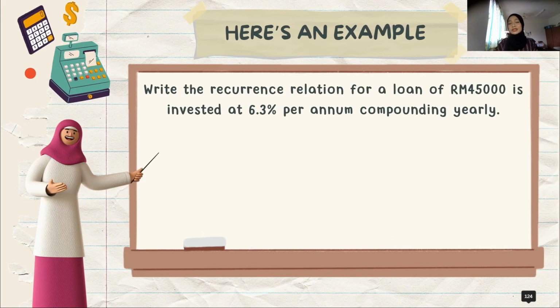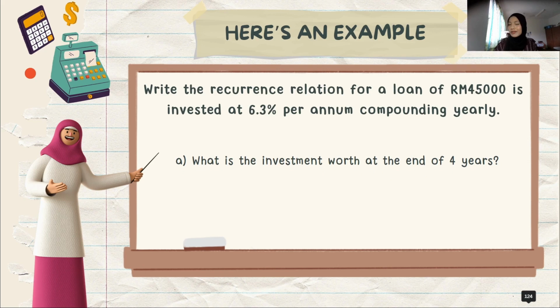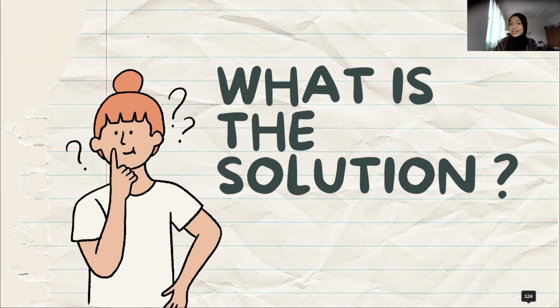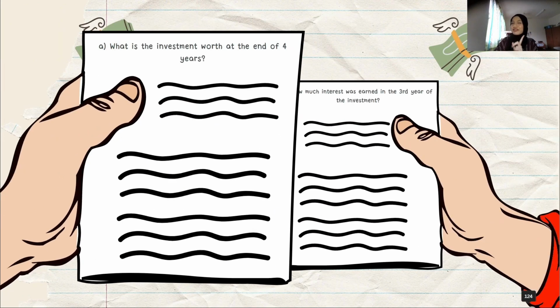So here's an example. Write the recurrence relation for a loan of 45,000 ringgit invested at 6.3% per annum compounding yearly. So the first question, what is the investment worth at the end of 4 years? The second question, how much interest was earned in the third year of the investment? So what is the solution? Let's see the solution for the first question.